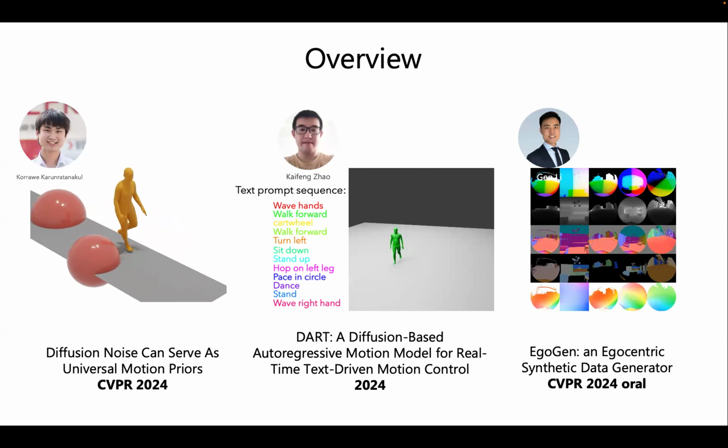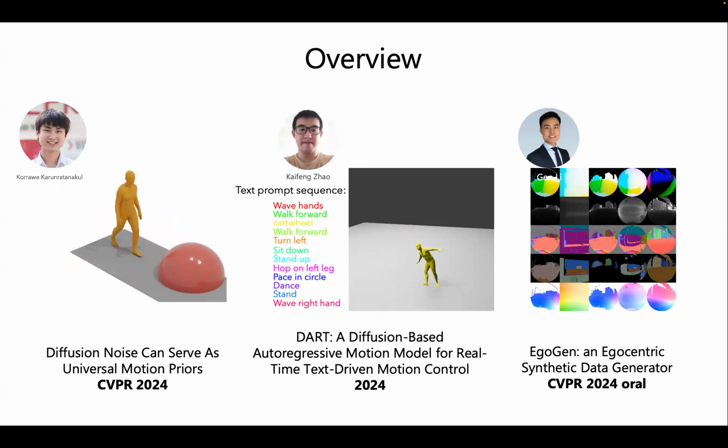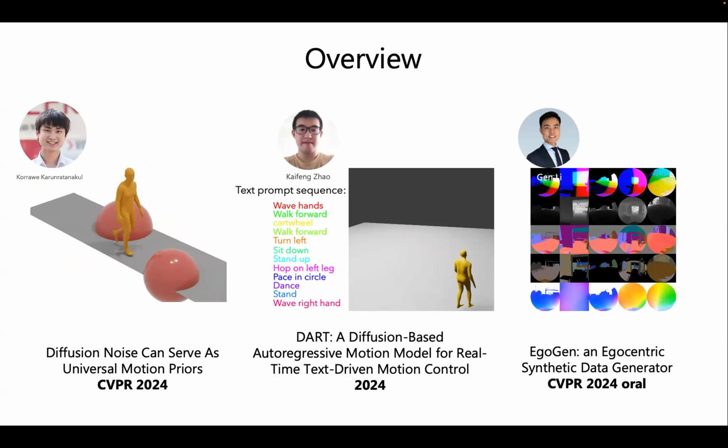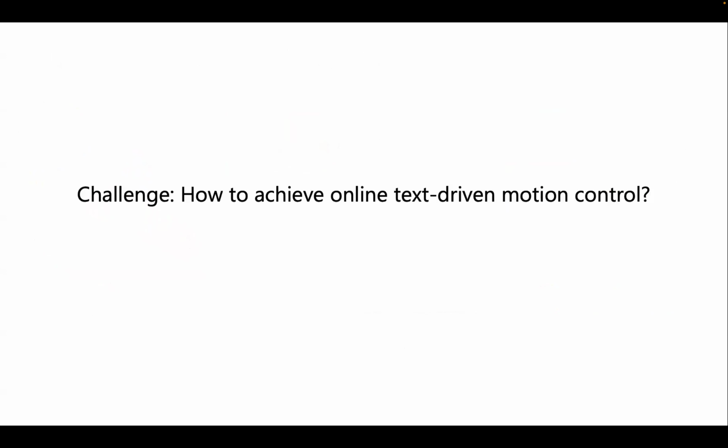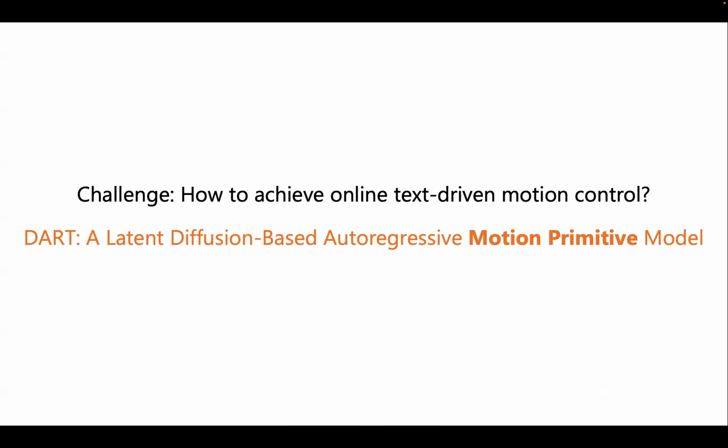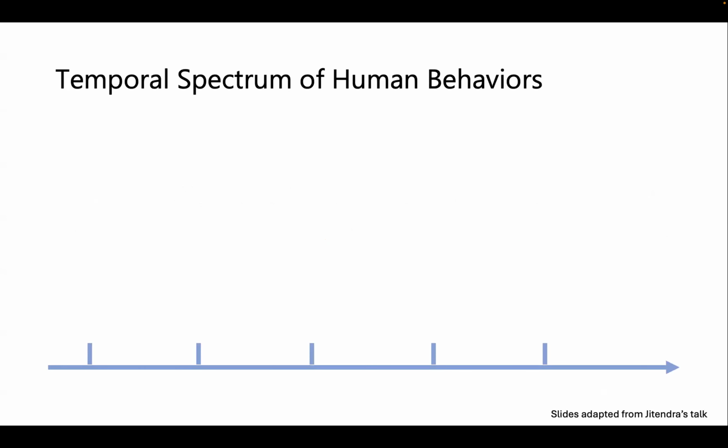Next, I want to present START, a diffusion-based autoregressive motion model for real-time text-driven motion control. The motivation is basically, how can we achieve online real-time text-driven motion control? The key idea is a latent diffusion-based autoregressive motion primitive model. The following slides I added this morning, and I think it's interesting to discuss this.